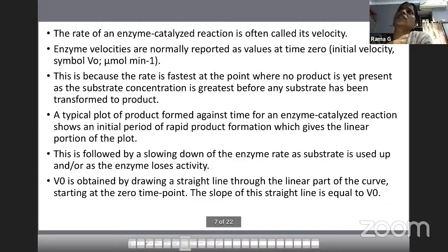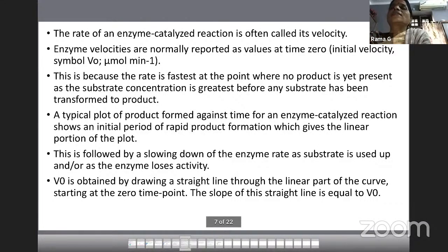And this velocity, the initial velocity of a reaction, is always 0, which is indicated by V0. This is because V is always 0 at the starting point of the reaction. This is because the rate is fastest at the point where no product is present.